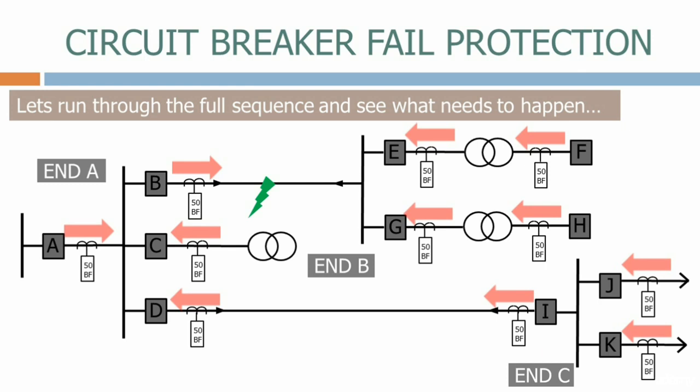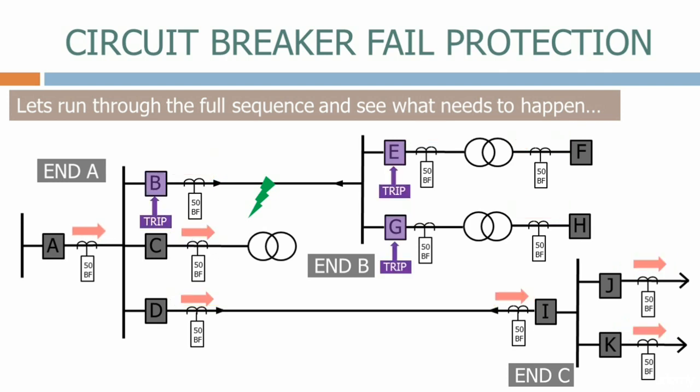As before, all of the fault currents will increase, with current backfeeding from ends B and C. If everything is operating normally, breakers B, E and G are all tripped by their protection systems, clearing the fault. The rest of the network now returns to normal. Let's now see what happens when we have a circuit breaker failure on circuit breaker E.